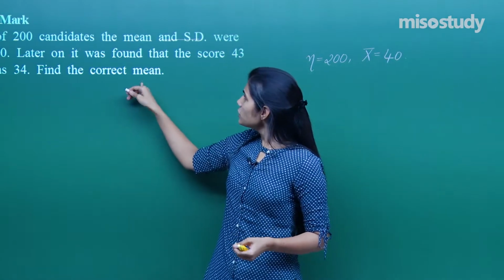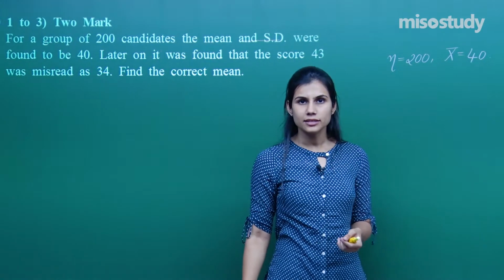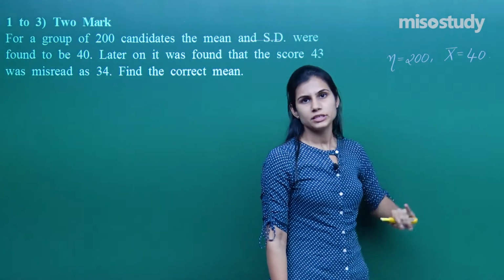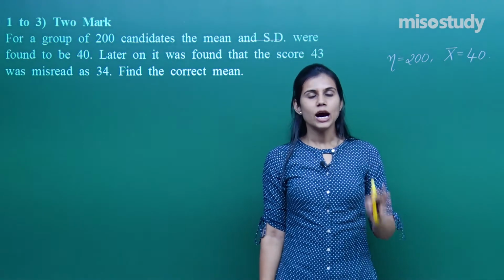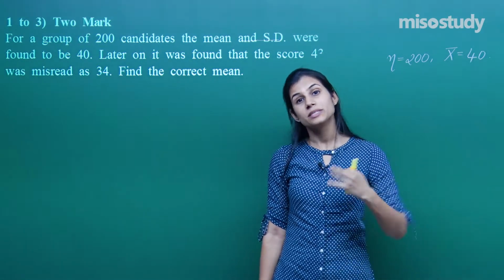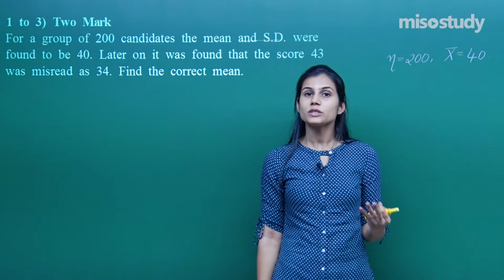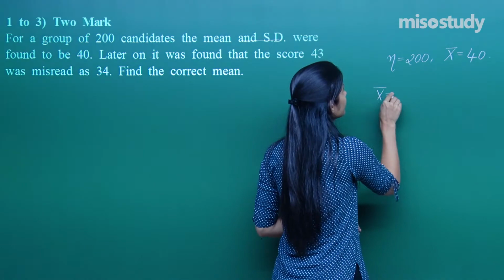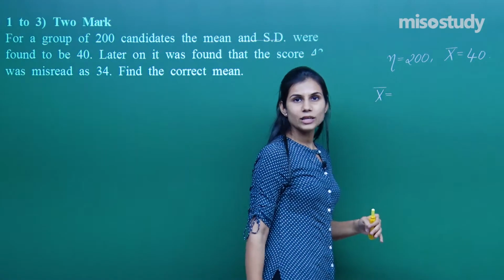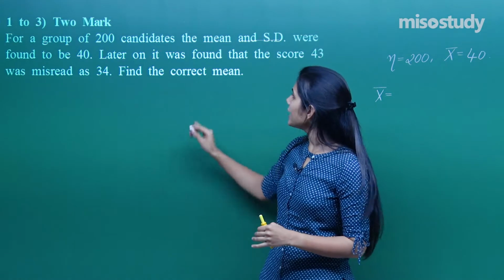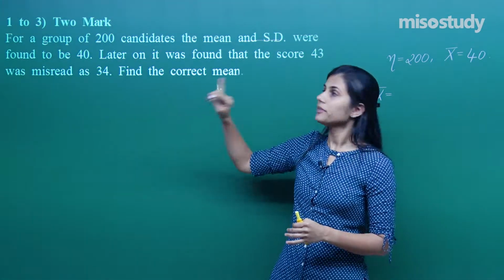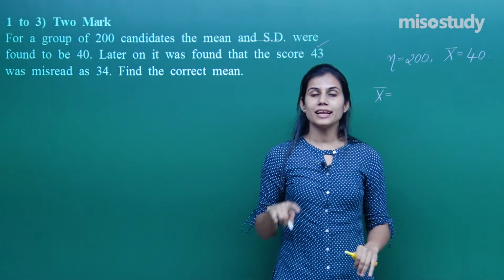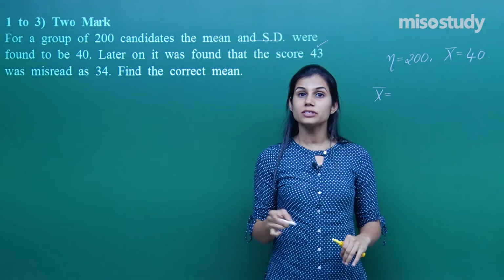Mean right now is 40. Fine. It was found that the score 43 was misread as 34. One of the scores was 43, which was misread as 34. So, there are 200 scores basically. Out of that, one score was 43, which was misread as 34, and with that 34 as one of the observations, the mean calculated was 40. So, we know this is the wrong mean. This is the mean which is evaluated when one of the observations was kept as 34 rather than 43. Correct is 43, it was misread as 34. So, 40 is the mean which is evaluated when one of the observations out of the 200 observations is 34.